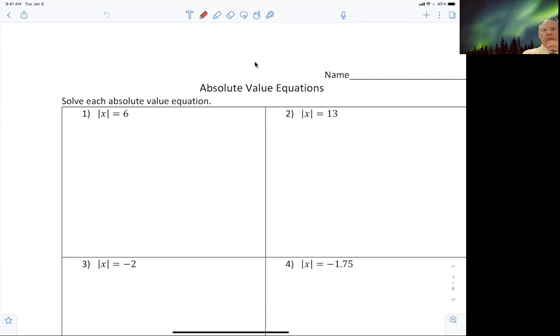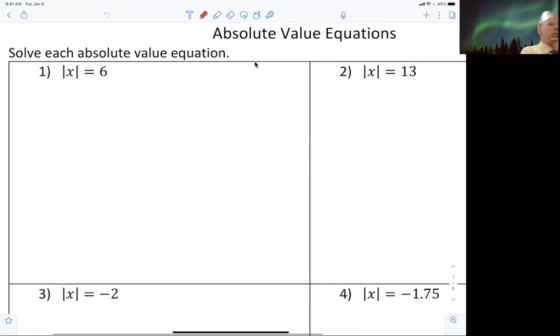All right. So again, number one, who's got the answer for number one? Tell me. Is it just 6? So you're telling me the only thing I can take the absolute value of and get 6 is 6, right? What did you think? X equals 6. What else? Negative 6. So what's the answer? Yes, could be either one.